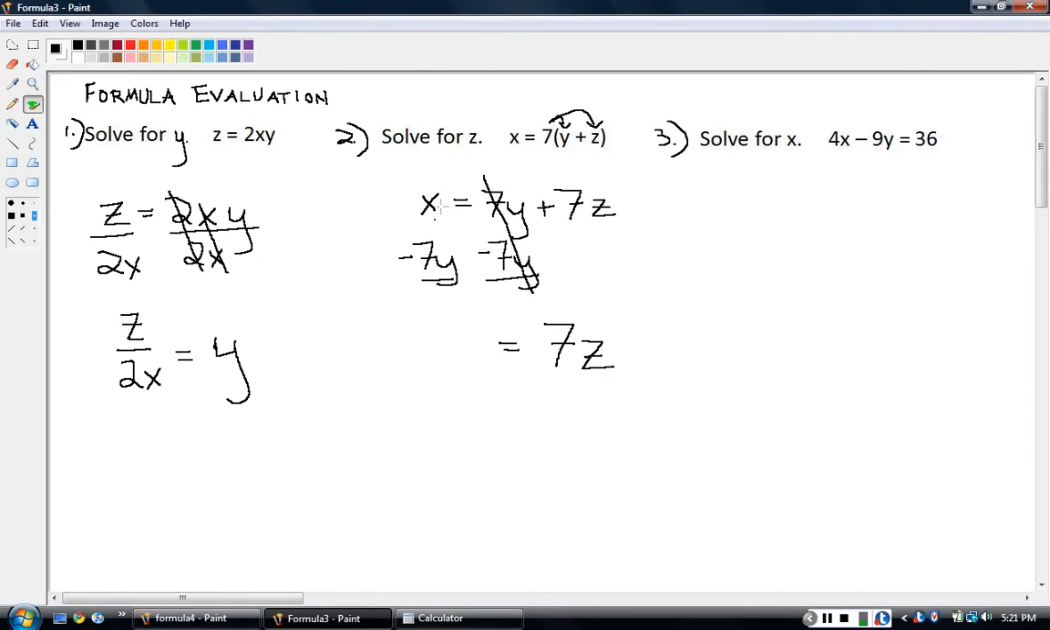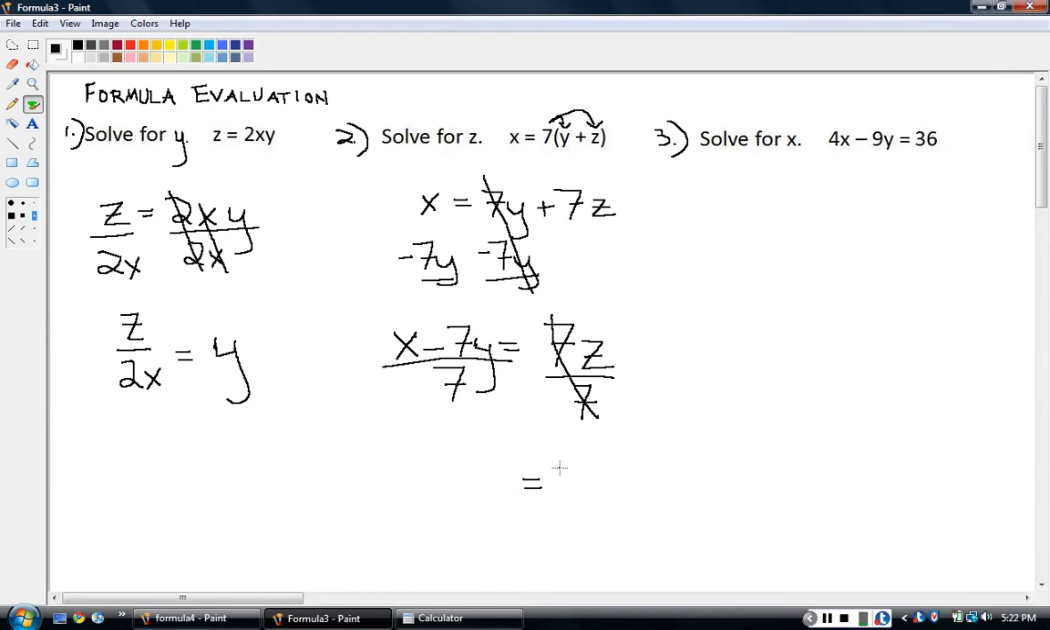And on the left, it should say x minus 7y, which I can't do, right? I can't subtract that because x and 7y, they're not like terms, so I just got to leave it like that. Okay? Now you're one step away from the solution to get z by itself. It's 7 times z, multiplication happening here, so we need to undo that by division, right? So we divide both sides by 7. And then I'm done, right?